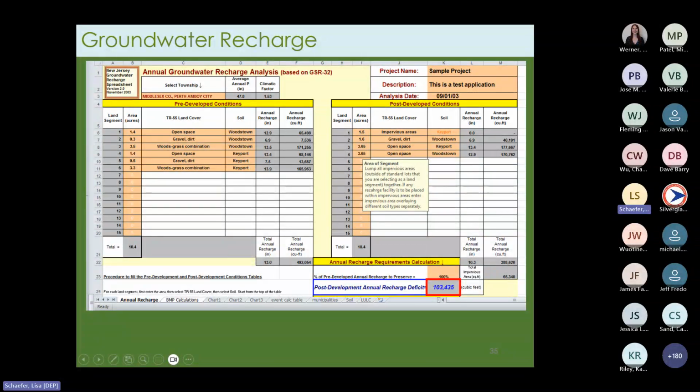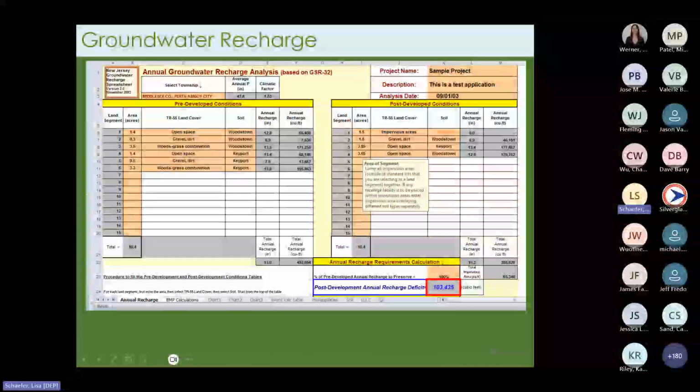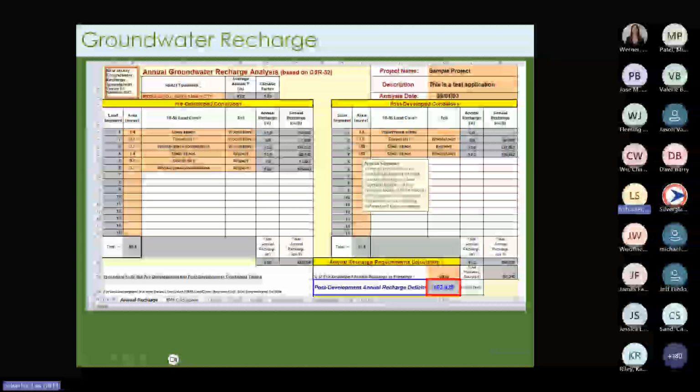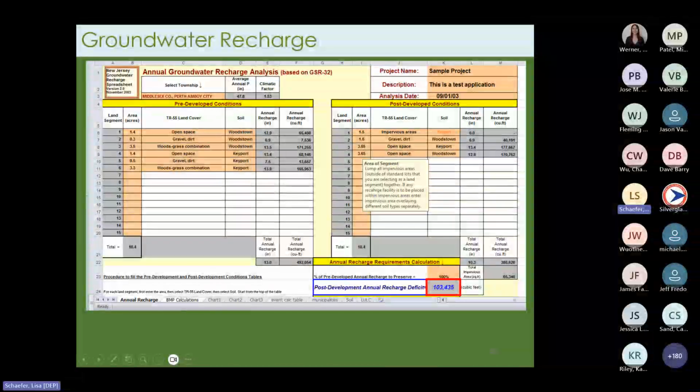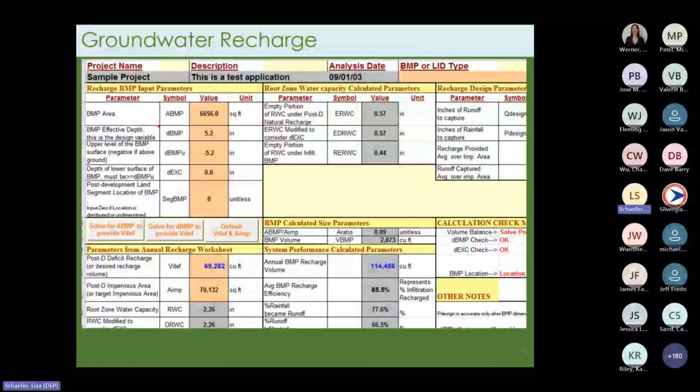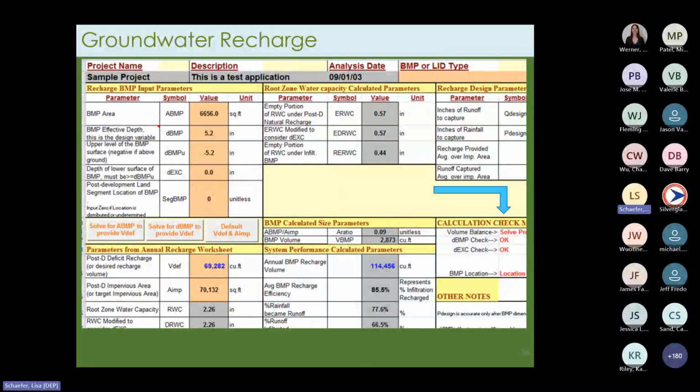So now we're going to go on to the second worksheet, which is here. It's labeled BMP calculations, and we're going to evaluate whether the proposed BMP adequately addresses the deficit that's created by the proposed development. So this is what the BMP calculation worksheet looks like. And just like the first one, the orange areas are for your inputs and the gray areas are the outputs. So the red text shown on the right shows the status of whether or not the calculations are correct.